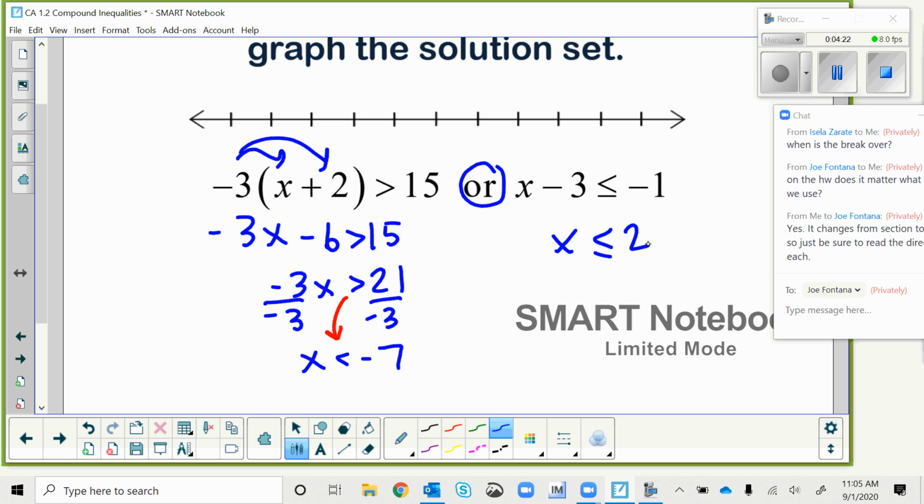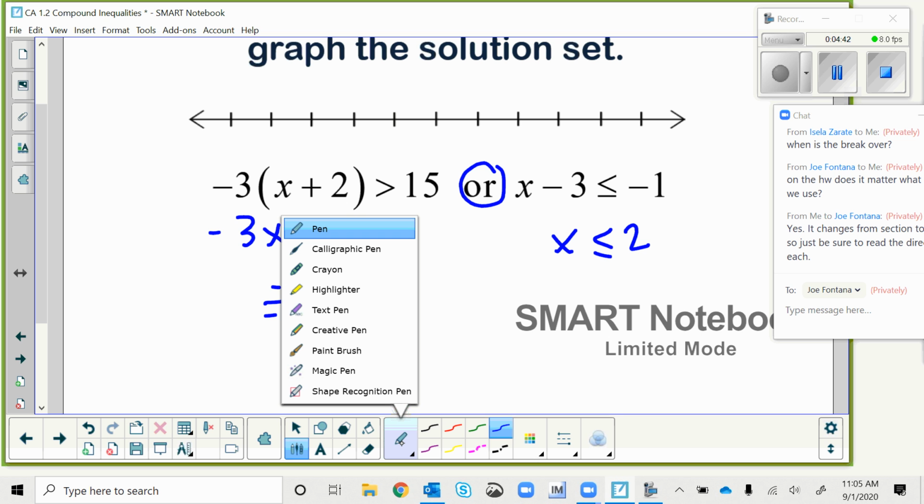So what's going on here is I have two inequalities. In the last lesson, I would have just graphed everything less than -7, and I'd have been done. But this has another layer. Before I graph these on the number line, I'm going to graph them individually underneath the number line so I can see them separately. I don't want to overlap them just yet.